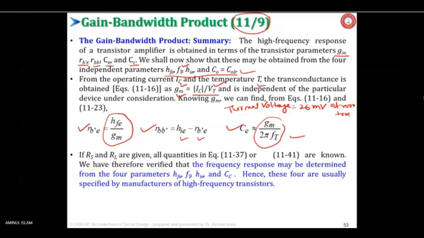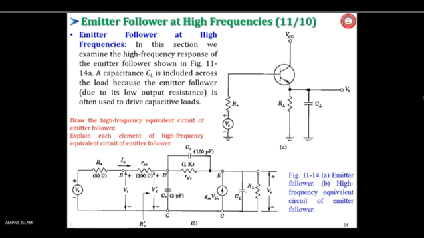Okay, if Rs and RL are given, the quantities in equation 11.37.41 are known. We have therefore verified the frequency response may be determined from the 4 parameters. Hence, these 4 are usually specified by the manufacturing company of the device, means BJT.